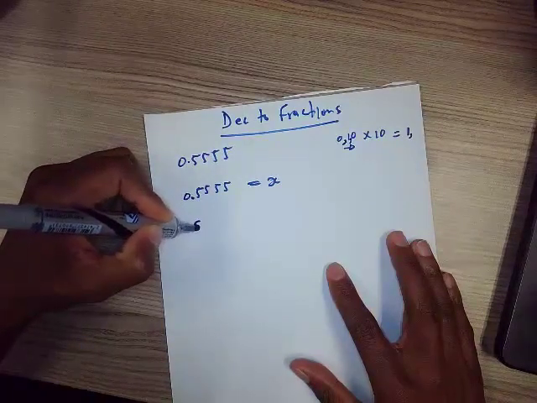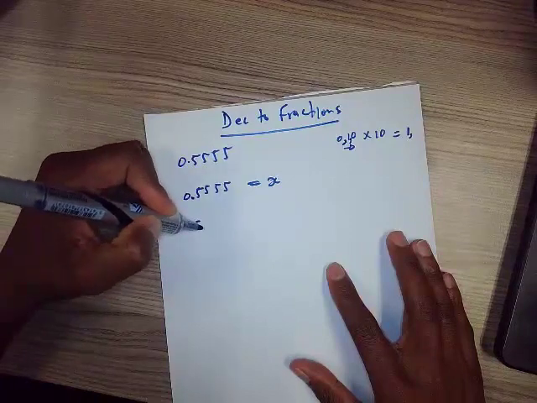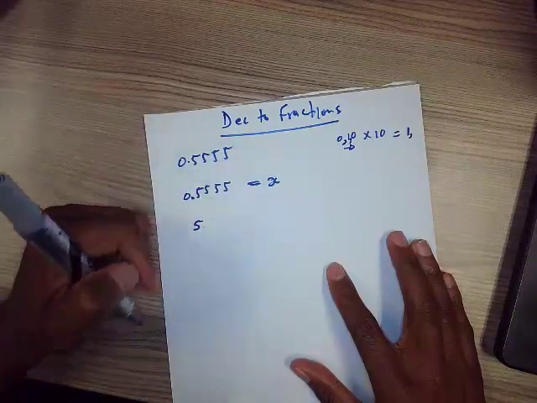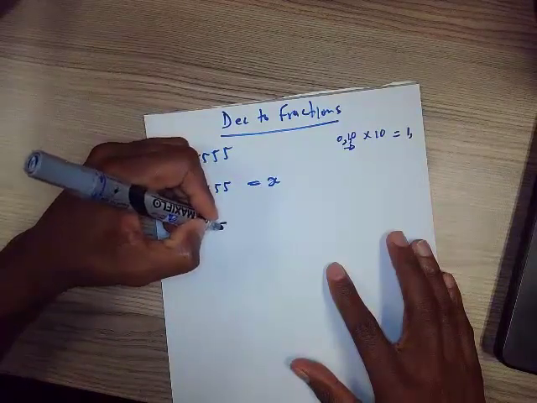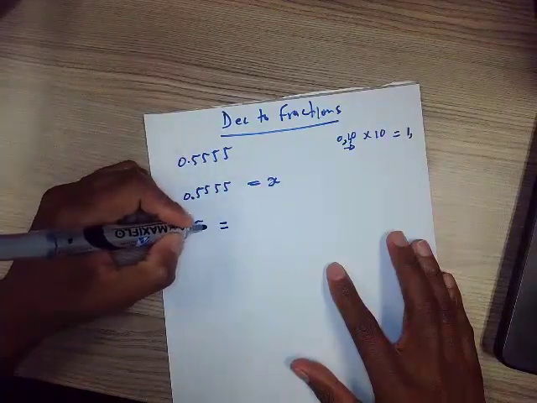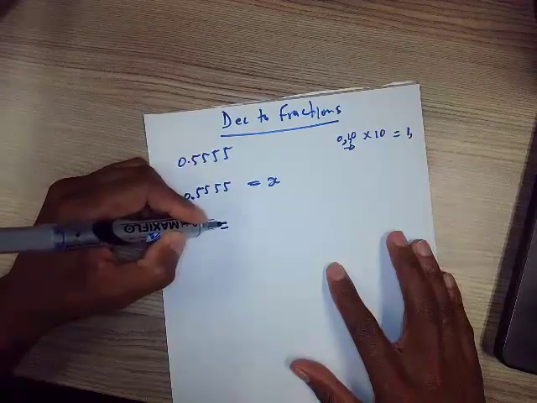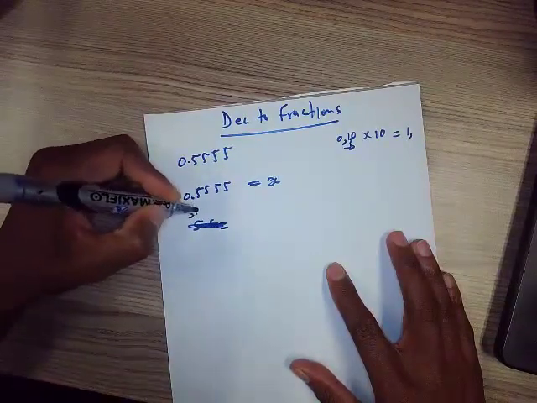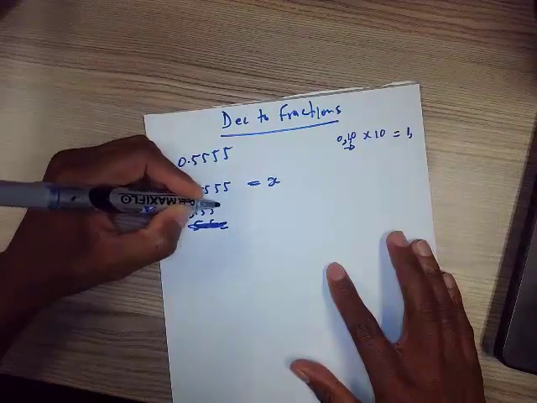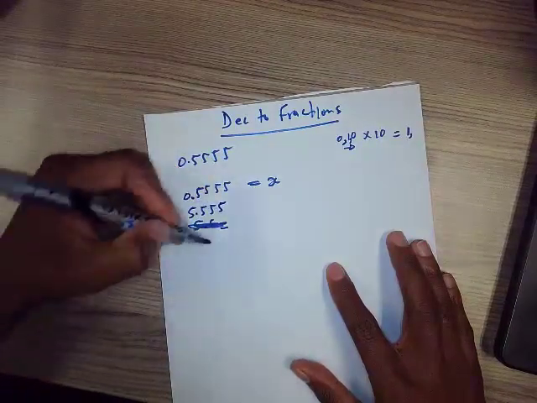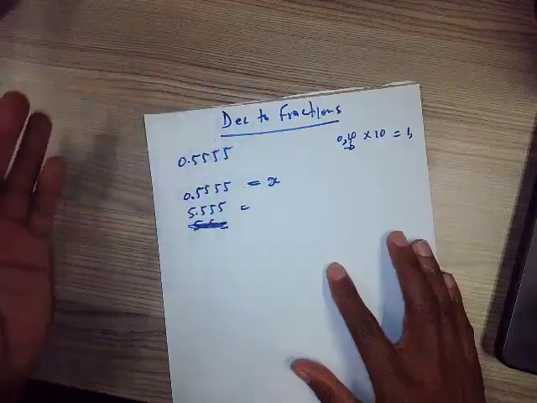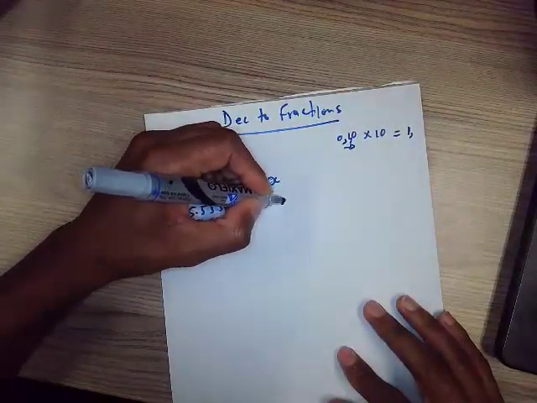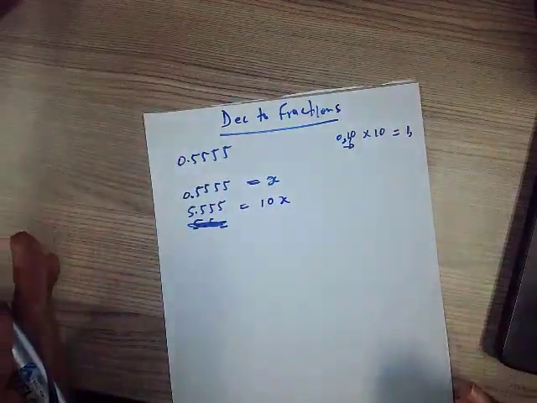So it's going to be 5.5.5.5, so I'll leave it at 5.55, equals to, what you do on the left you also do on the right, so you multiply by 10x. I hope you see what I did here.